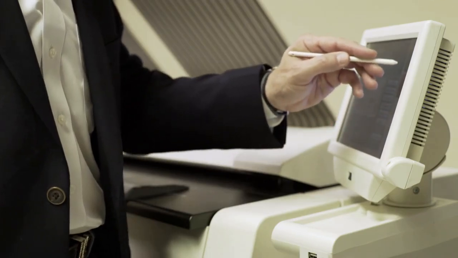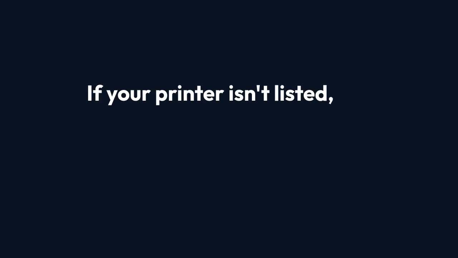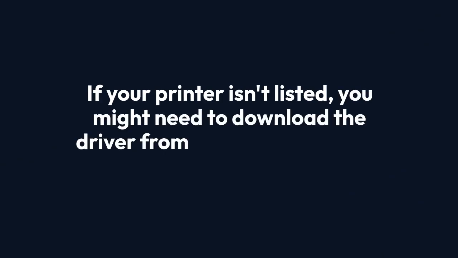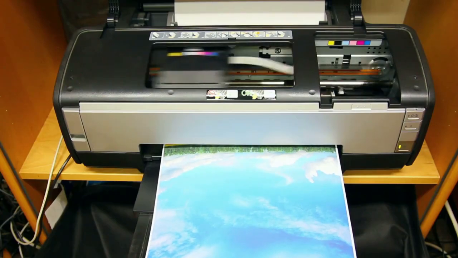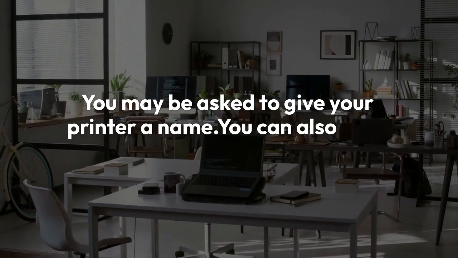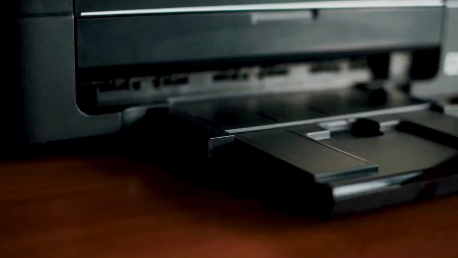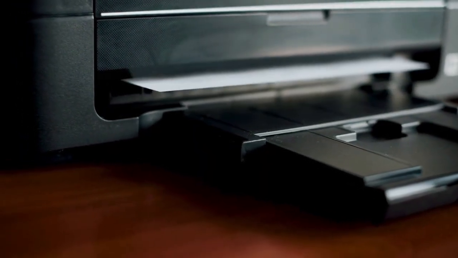If it can't find the driver automatically, you'll need to select it manually. Choose the manufacturer and model of your printer from the lists provided. If your printer isn't listed, you might need to download the driver from the manufacturer's website. Follow the on-screen prompts to finish the installation. You may be asked to give your printer a name. You can also set it as your default printer. Once the installation is complete, print a test page to make sure everything is working correctly.